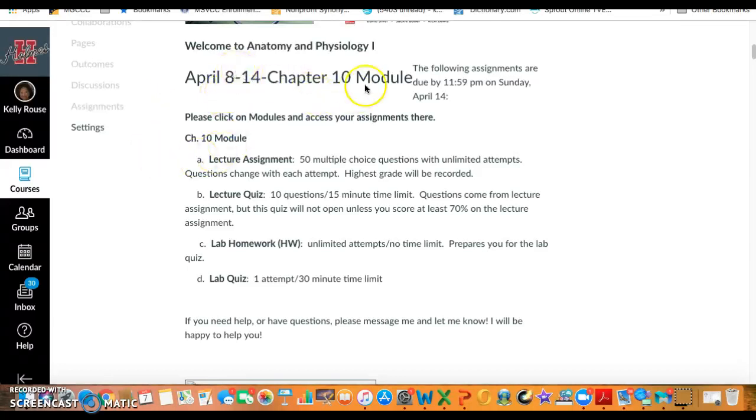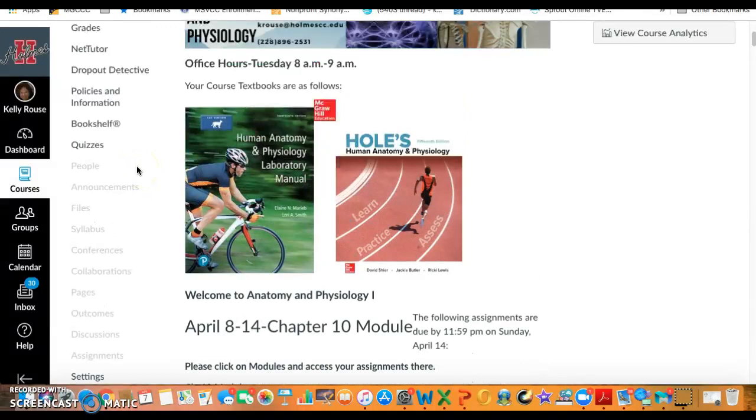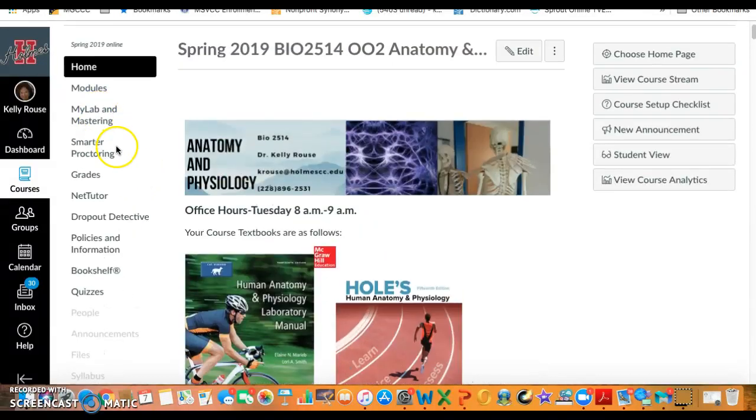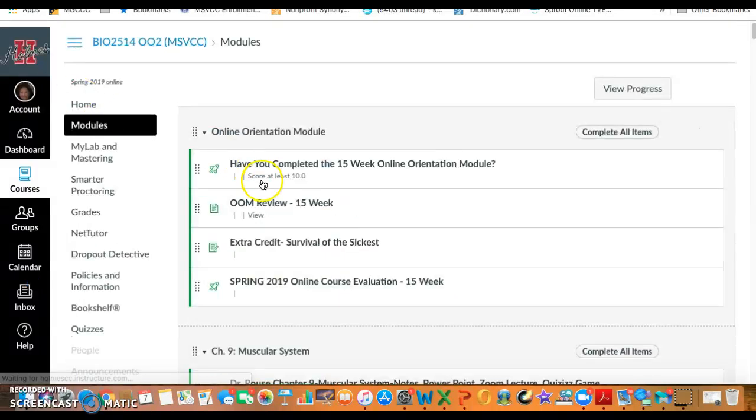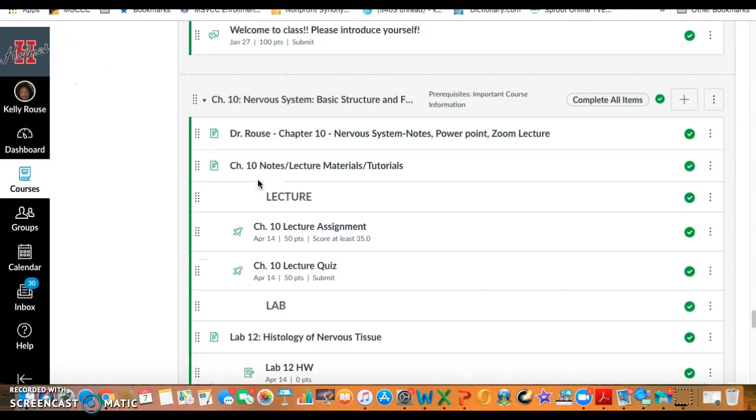This week, your Chapter 10 module will be due before 11:59 on Sunday, April 14th. Start working on this assignment very early in the week so that you won't run into any difficulties. So when you click on modules and you go to the assignment, I will pull it to the top of the screen tomorrow, Monday.